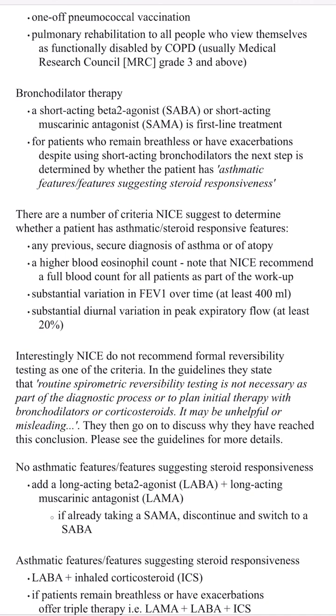Okay, and there are a number of criteria NICE suggests to determine whether a patient has asthmatic or steroid responsive features: any previous secure diagnosis of asthma or of atopy, a higher blood eosinophil count (note that NICE recommend a full blood count for all patients as part of the workup), substantial variation in FEV1 over time, at least 400 ml, and substantial diurnal variation in peak expiratory flow, at least 20%.